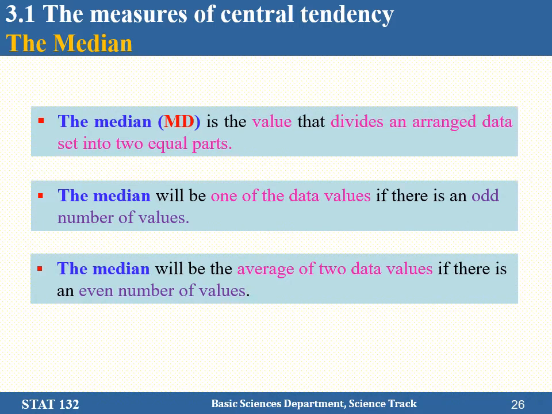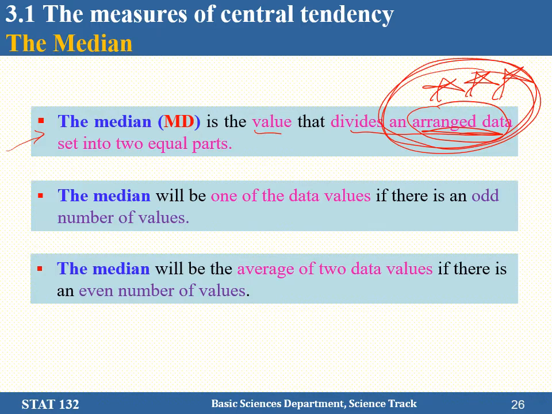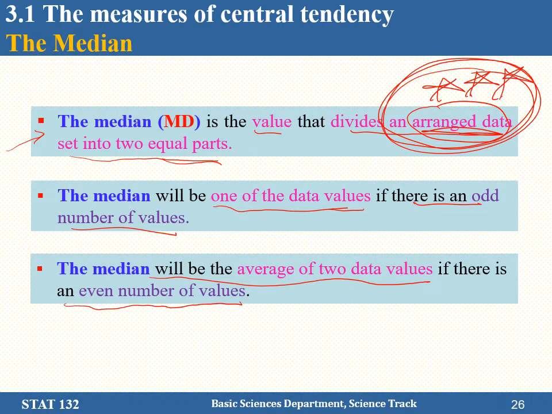So we have the median. The median is the value that divides an arranged data. Arranged data is an important point here, because arranged means in order. The median is the value that separates or divides the data into two equal parts. The median will be one of the data values if there's an odd number of values, and the median will be the average of two data values if there's an even number of values.